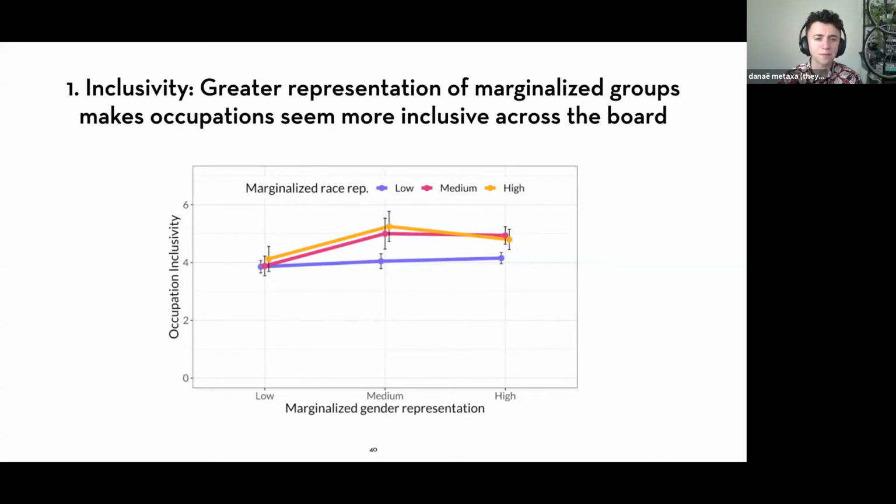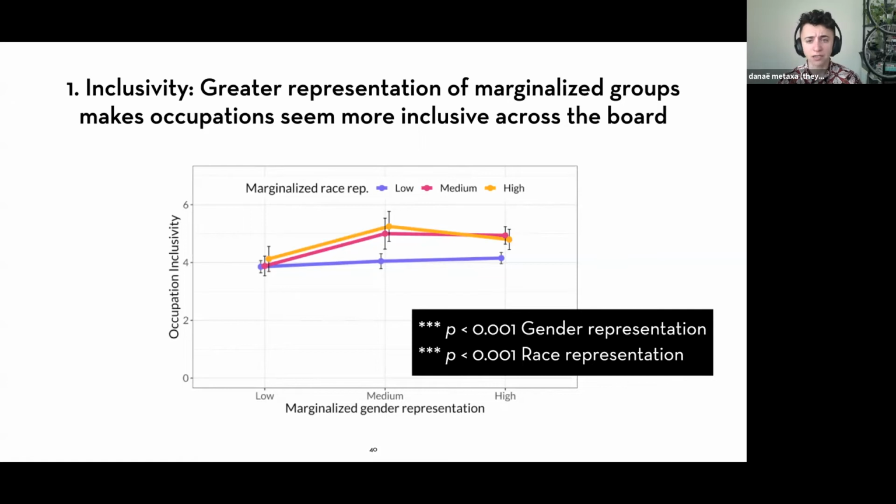So in particular, showing medium or high levels of POC representation had a positive effect on perceived inclusivity relative to low levels of racial representation. We also validate these findings statistically. Fitting a linear model to this data that predicts perceived inclusivity from these two features, both race and gender representation in images had a positive and statistically significant impact on expectations of inclusivity.